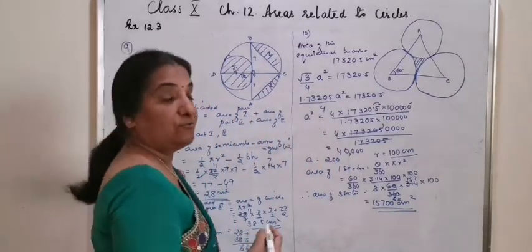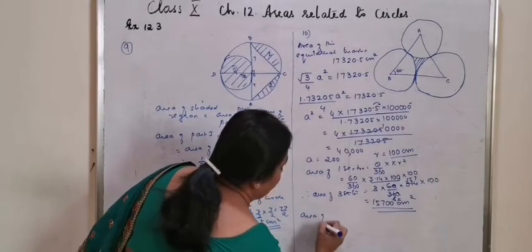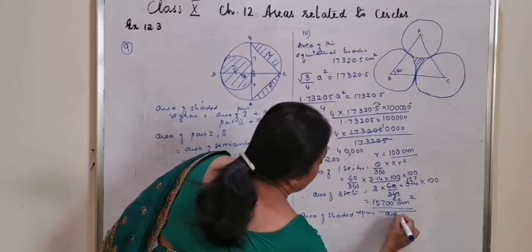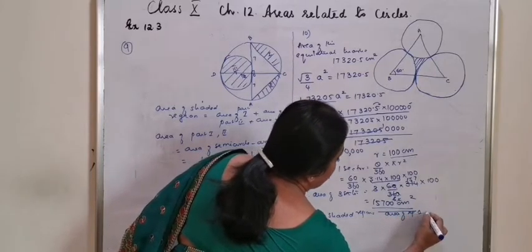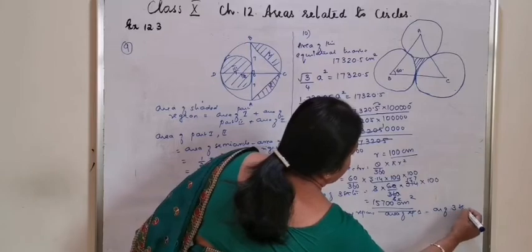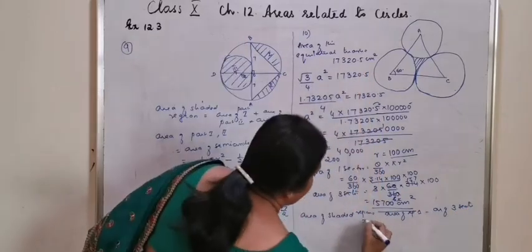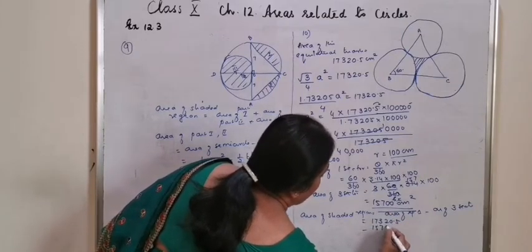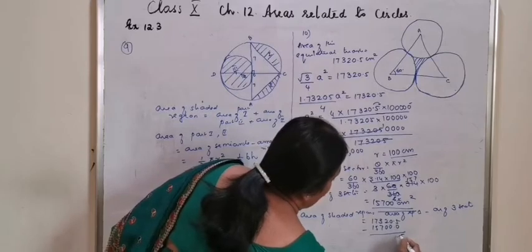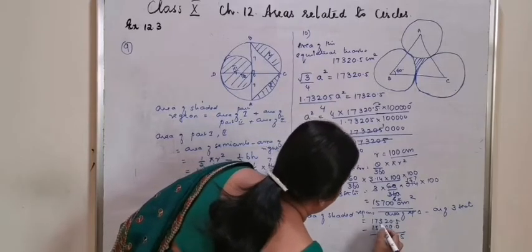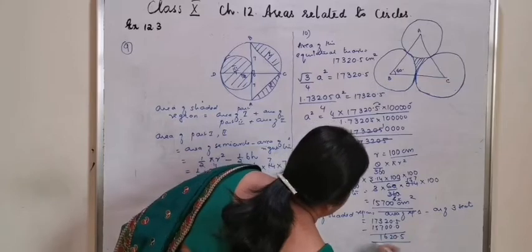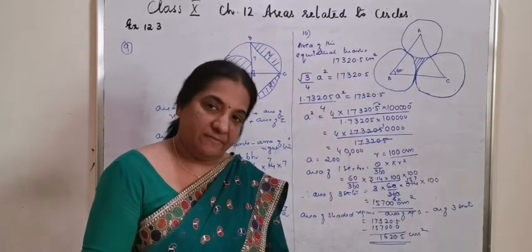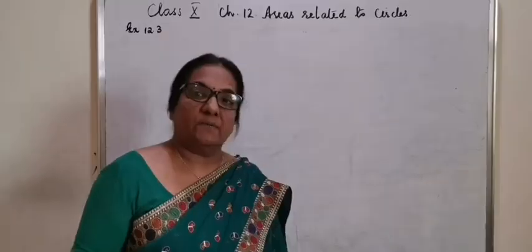Now what is area of shaded region? Therefore, area of shaded region is equal to area of triangle minus area of 3 sectors, which is equal to 17,320.5 minus 15,700, or it is 1,620.5 centimeter square.